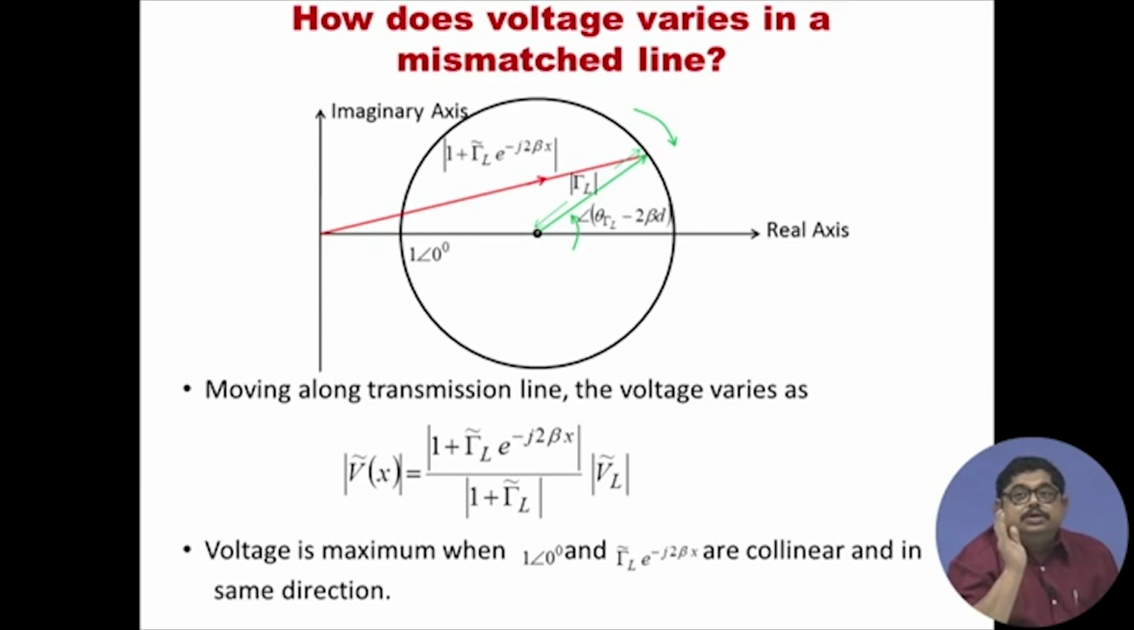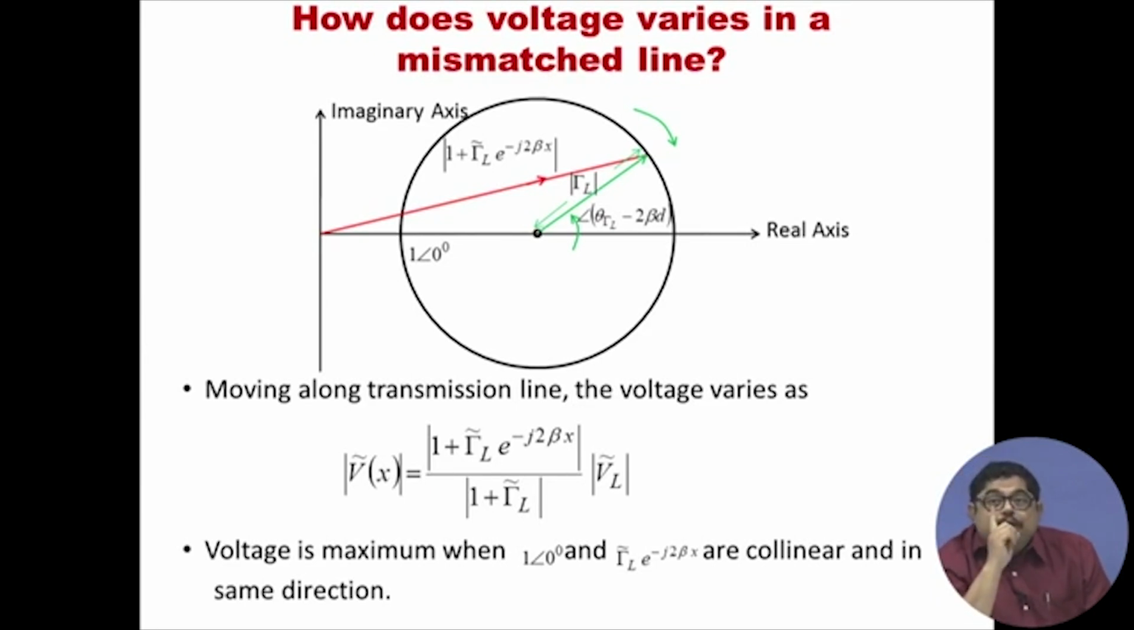Load is at x equal to 0. So at whatever distance x you are, the denominator is 1 plus gamma L, and VL is the voltage at the load. You know that in a transmission line, if I move along the line from the load towards the generator, the voltage is changing everywhere; that is called line voltage. The current is also changing everywhere, the line impedance is also changing, and the line reflection coefficient also changes.